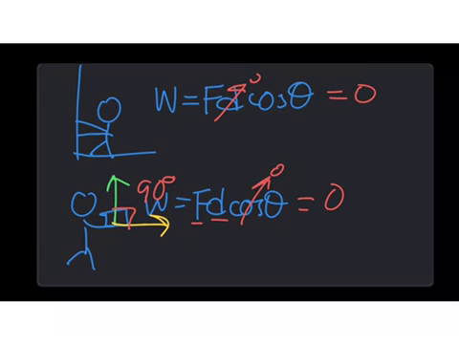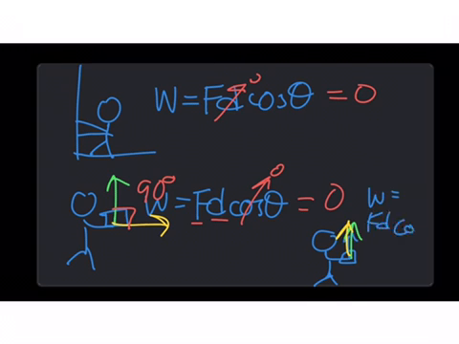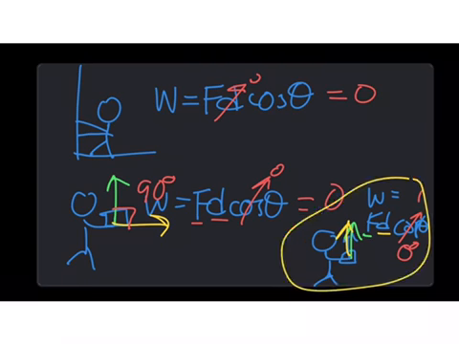When I lifted the book, now I lift the book from my chest height and I lift it up. Now in this case, the force is up, the displacement is up. So when I do work equals F d cosine theta, there was a force, there's a displacement, and the angle between the force and displacement is 0 degrees because they're in the same direction, and cosine 0 is 1. So only in the case where I lifted the book did I do any work.